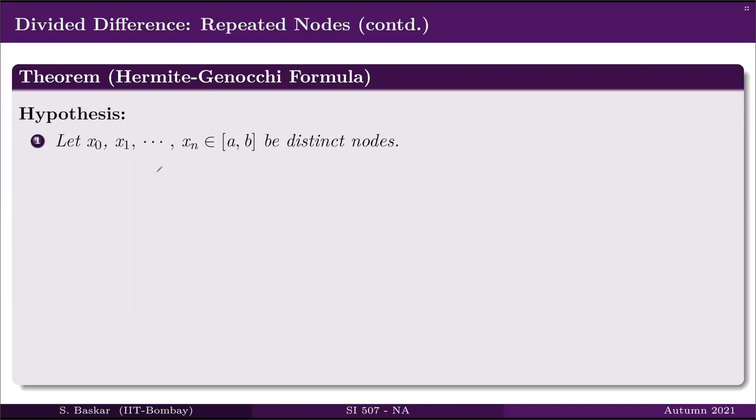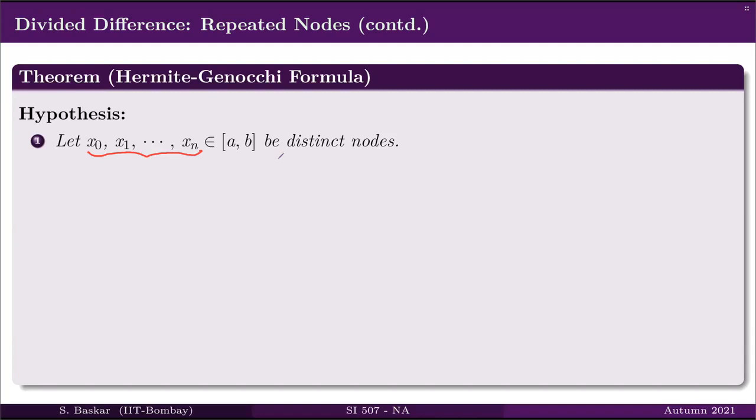So let us now state and prove the Hermite-Genocchi formula. To establish the formula, basically we need to assume that the nodes are distinct. So we will assume this condition and derive the formula. Once we have the formula in hand, we will observe it carefully and see that it can be applied to the situations where the nodes are repeated. And therefore, we will go ahead and take that formula and apply it in such general situations also. That is the overall philosophy of this theorem.